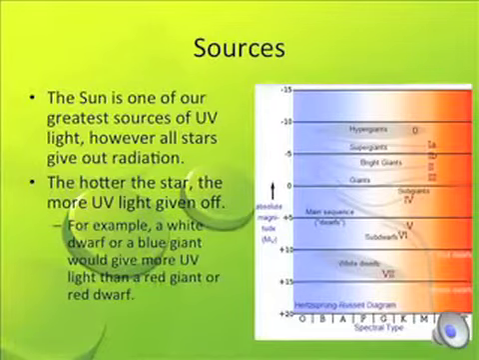So obviously the closest celestial source of UV radiation is the sun. All stars give out UV radiation, but the one we know most about is the sun, since it's the closest. The hotter a star is, the more UV radiation it will emit, and this is because higher temperature means higher energy, and UV light has more energy than visible light.